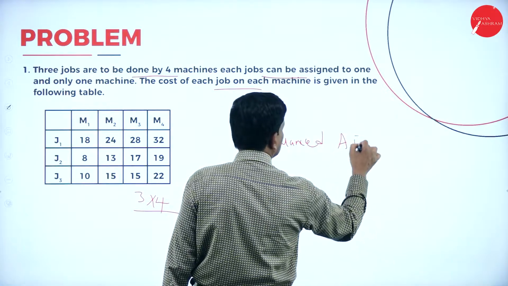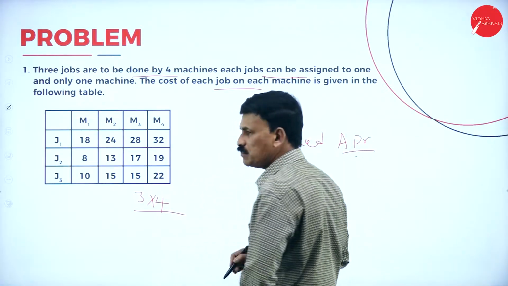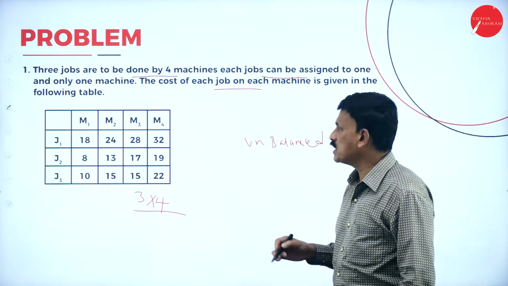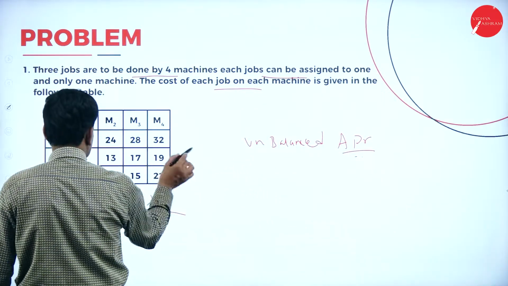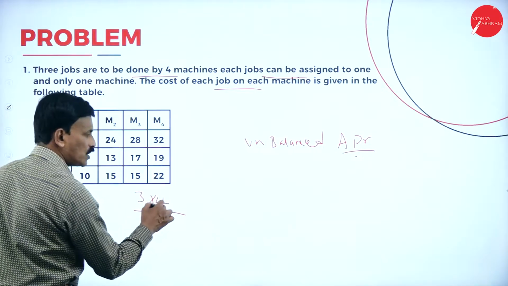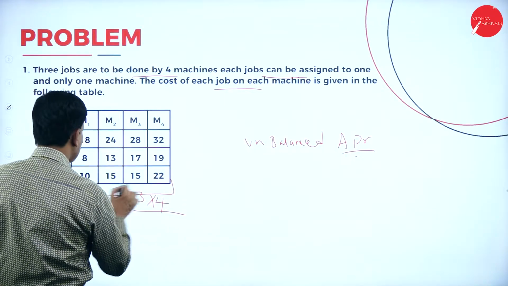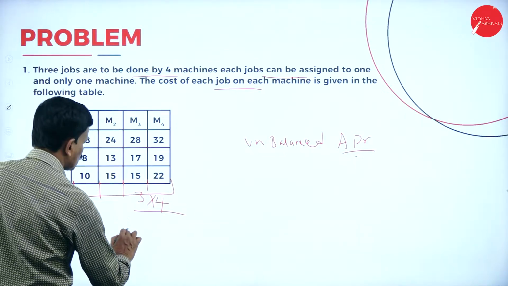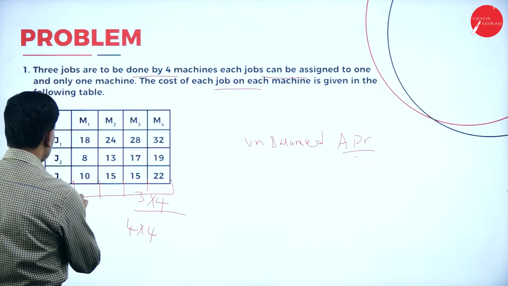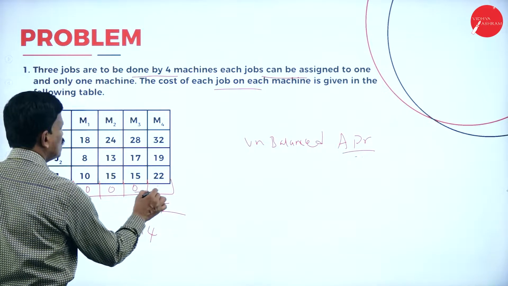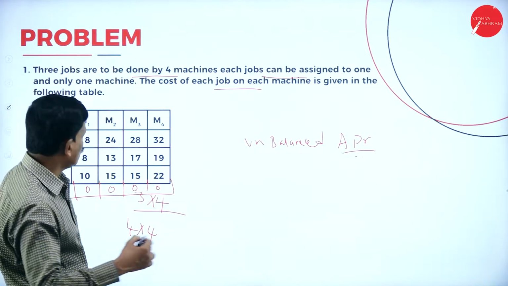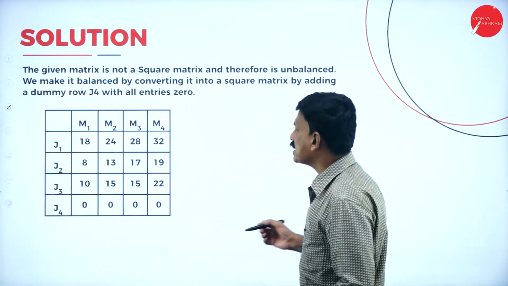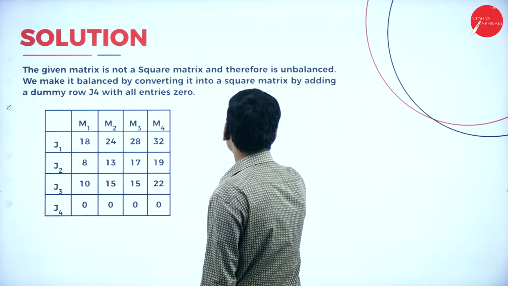This can be balanced by adding a dummy row or a dummy column. Since this contains 3 rows and 4 columns, we are going to add one dummy row. If we add one row, then this becomes 4 cross 4. Here we take all the elements as zeros. Now let me come to the next page and do the row minimization here itself.